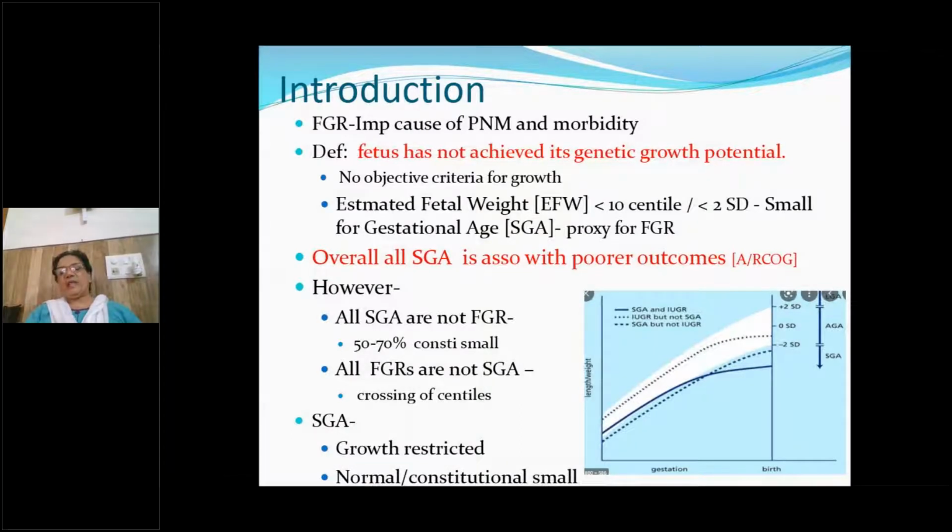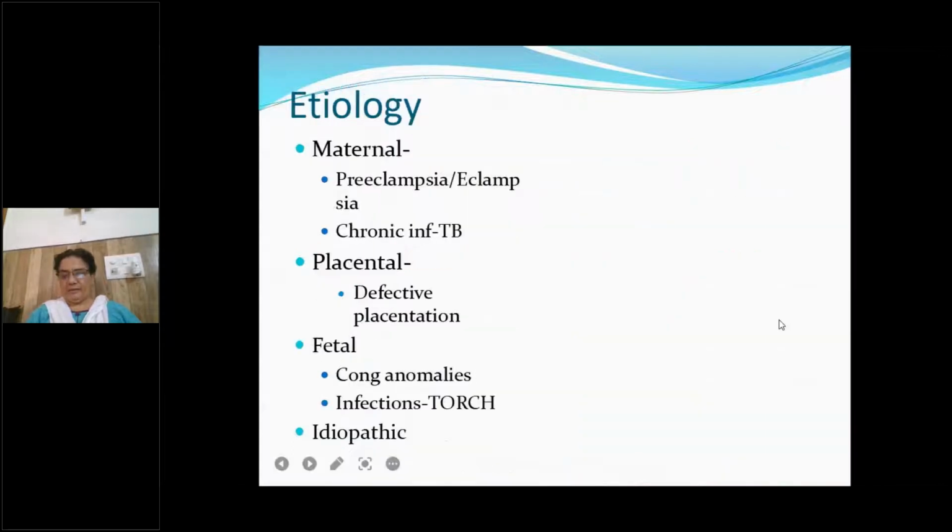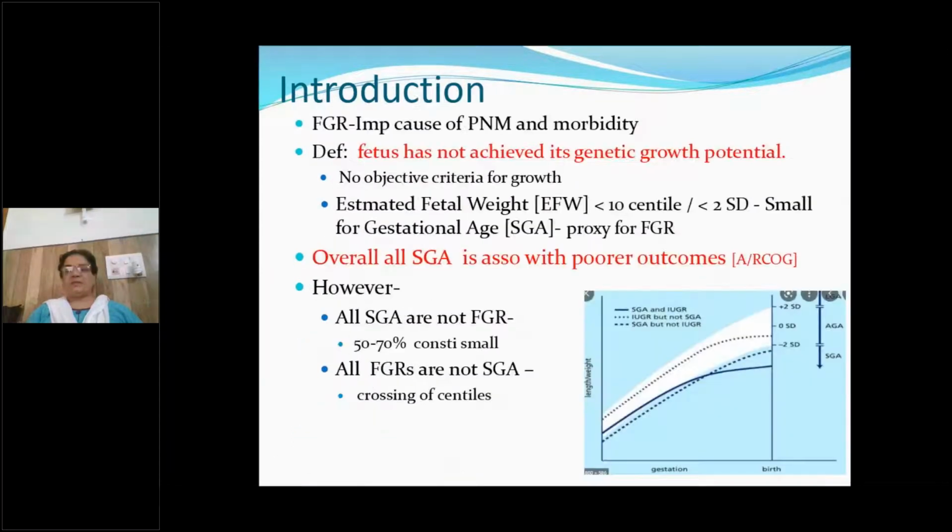Now you see the third line, which is in the white part of this graph, where the baby is falling into the group of average gestational age. But if you trace this graph from the beginning, you see the growth potential of this baby is closer to the +2 standard deviation. But as the fetus grows in utero, it comes between 0 and 2 standard deviations. It means this baby, even if it's average for gestational age, has not achieved its genetic growth potential.